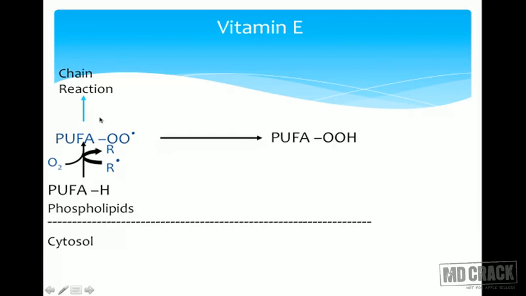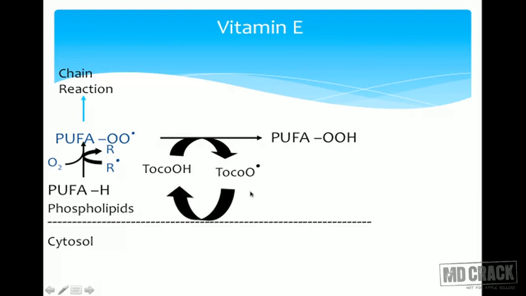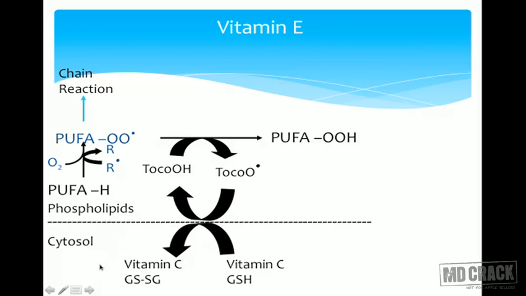So what do we have? We have to convert it into its OOH form. What is required is tocopherol. Remember, this is still happening in the membrane itself, the membrane phospholipids. So tocopherol is converted to its radical form, but this can be reconverted back to its active form, where it can scavenge free radicals, by vitamin C. Vitamin C is present within the cytosol, will react with tocopherol, and is converted to its own oxidized form, and it regenerates vitamin E.